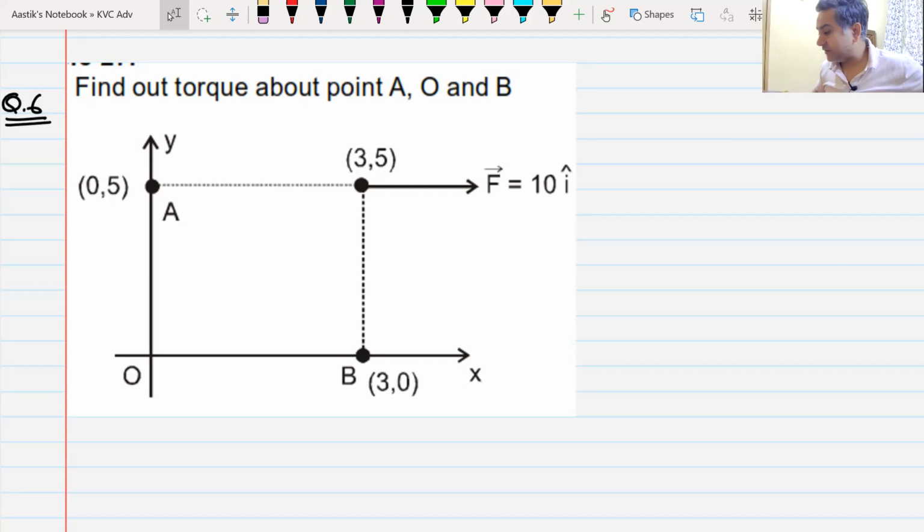Yes, bacha, what are the answers here? What is the torque of the force about the point A? It is going to be 0. 0. Well done. What is the torque of the force about the point O?